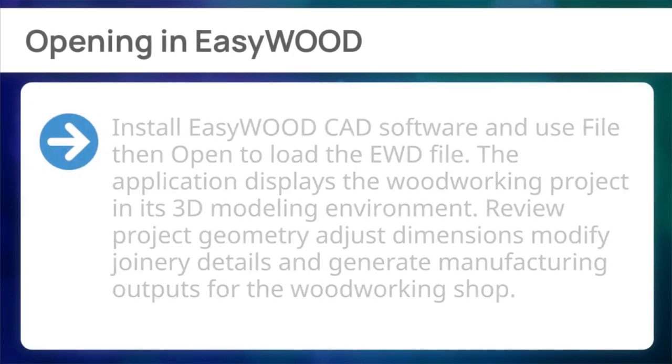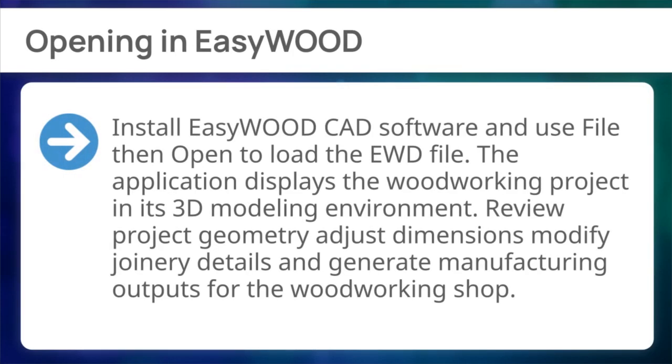First, opening in EasyWOOD. Install EasyWOOD CAD software and use File then Open to load the EWD file. The application displays the woodworking project in its 3D modeling environment. Review project geometry, adjust dimensions, modify joinery details, and generate manufacturing outputs for the woodworking shop.